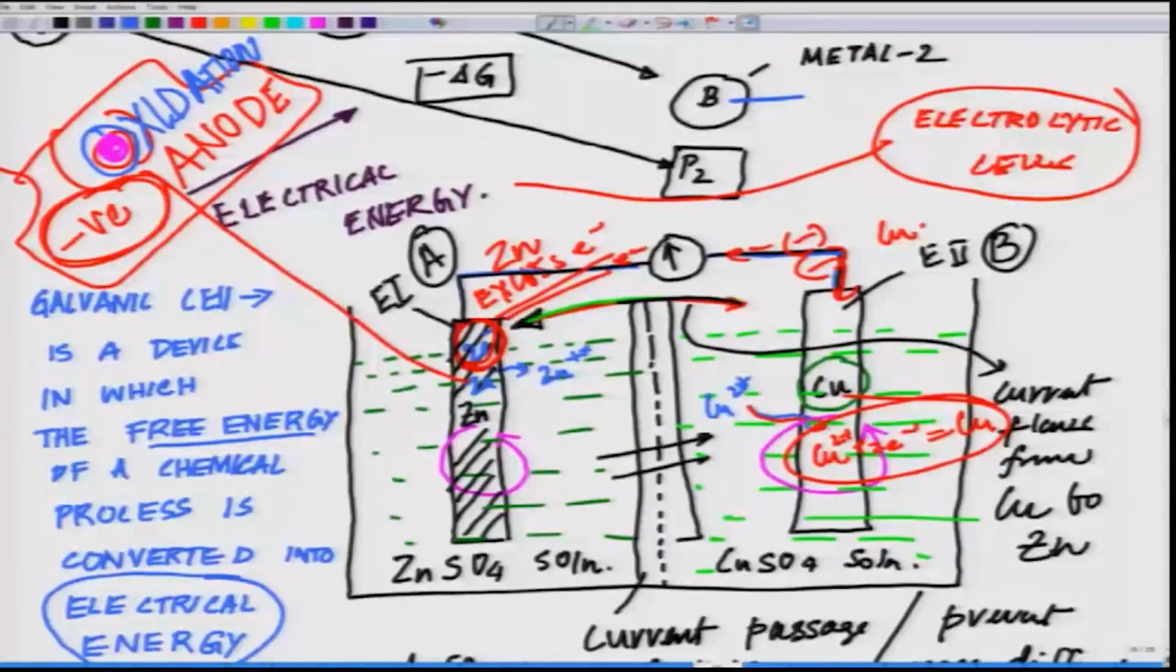Similarly, at the copper electrode, copper ions are coming here and taking up electrons, so there is a reduction process happening, and this is called the cathode or positive electrode. These are the basic fundamentals one has to understand, and a galvanic cell can be represented by a simple representation.